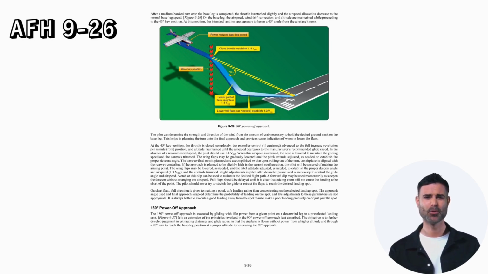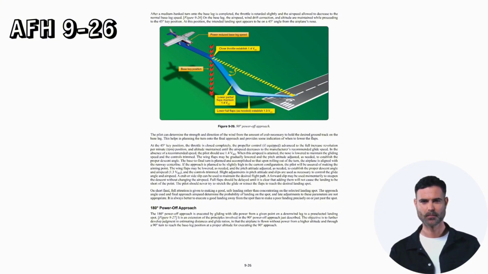The wing flaps may be gradually lowered and the pitch attitude adjusted, as needed, to establish the proper descent angle. The base to final turn is planned and accomplished so that upon rolling out of the turn, the airplane is aligned with the runway center line. If the approach is planned to be slightly high in the current configuration, the pilot will be assured of making the aiming point. The wing flaps may be lowered as needed and the pitch attitude adjusted as needed to establish the proper descent angle and airspeed, 1.3 VS0, and the controls trimmed.